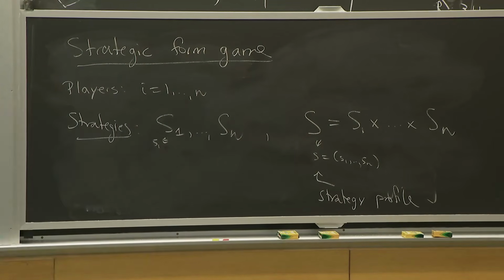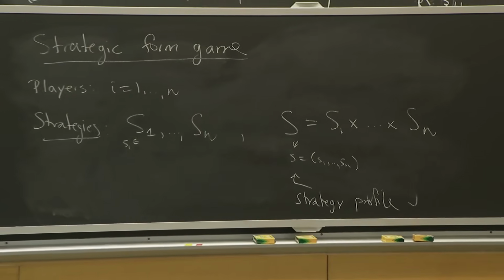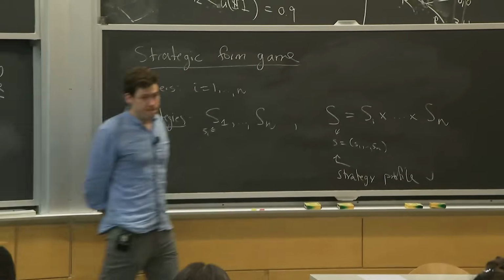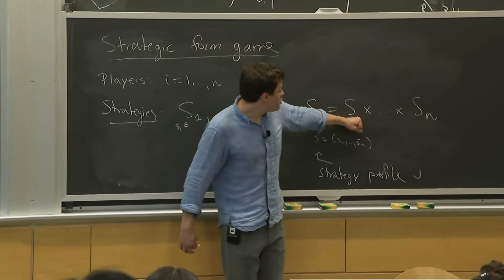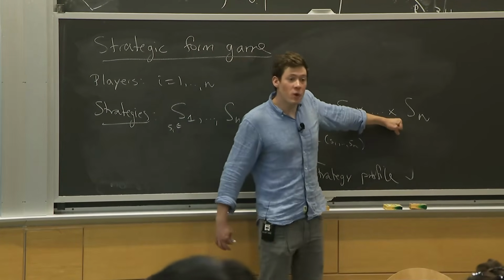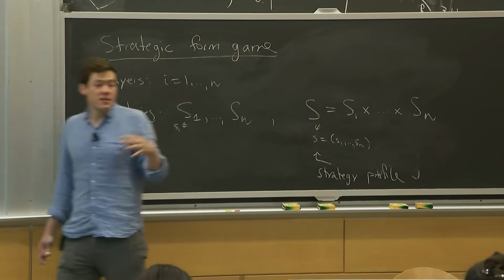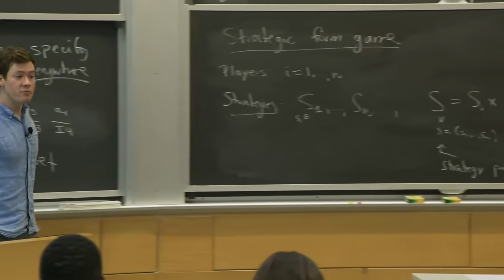Yeah? So when we say that, we're saying it's every combination of every strategy any player could pick? Exactly right, yeah. So that's what this product notation is. We choose one strategy for player 1, we choose one strategy for player 2, all the way up to n, and any collection of those choices is going to give us the strategy profile.